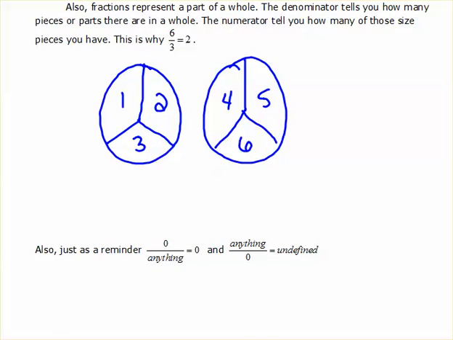Okay, now something else that I want to remind you about before we get started working examples is that if you have 0 on top in the numerator, 0 divided by anything is always 0. Now, you cannot divide by 0. That is not allowed. So anything divided by 0 is what we call undefined.